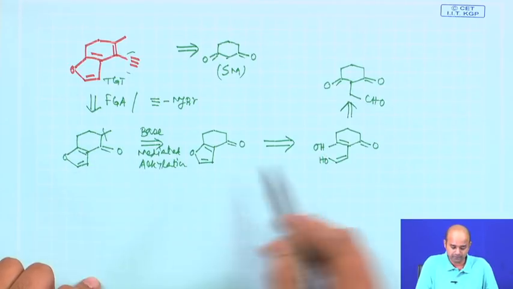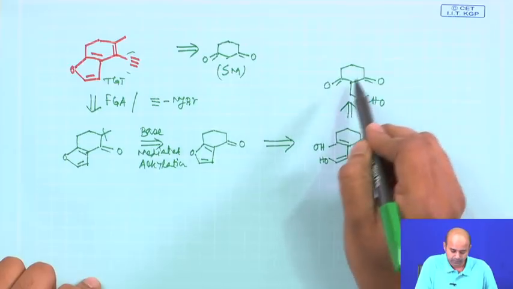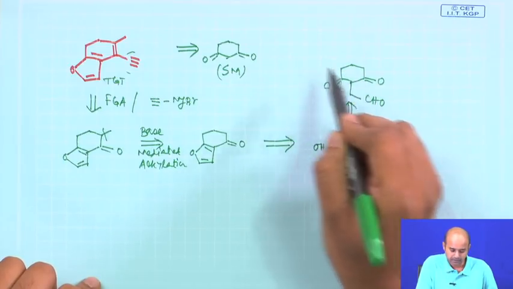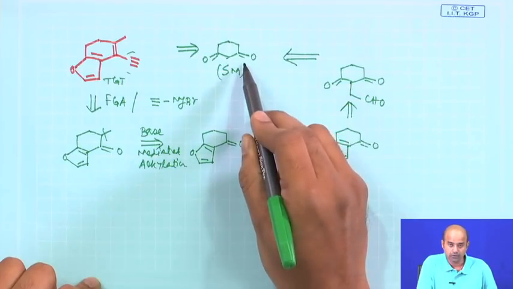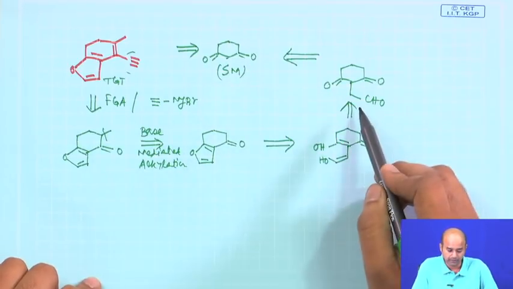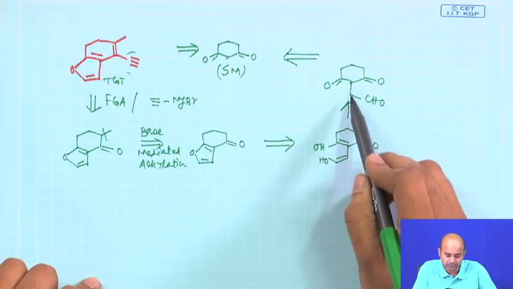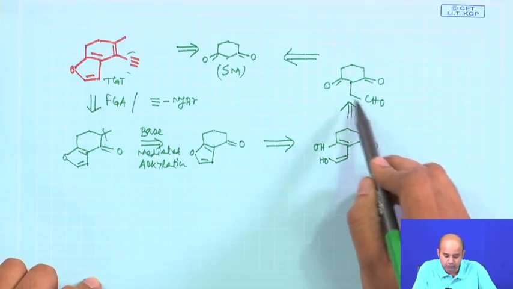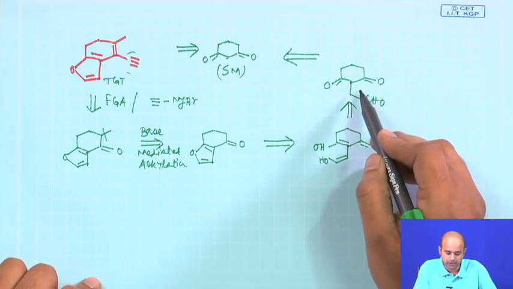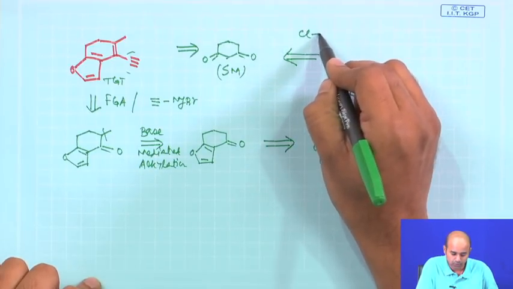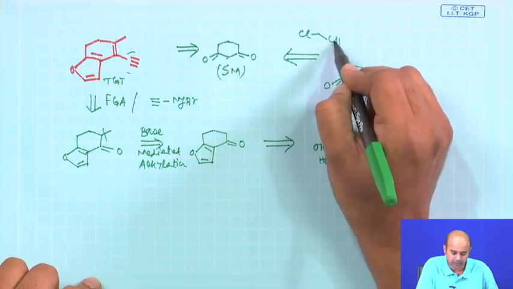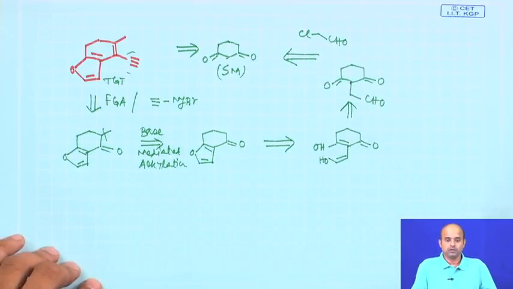So, this thing is important, and now this intermediate can be correlated back to this original starting material which was given to you. The only thing is you need to introduce a hanging CH2CH2 group. Now, this hanging CH2CH2 group can be introduced by chloroacetaldehyde as an electrophile.